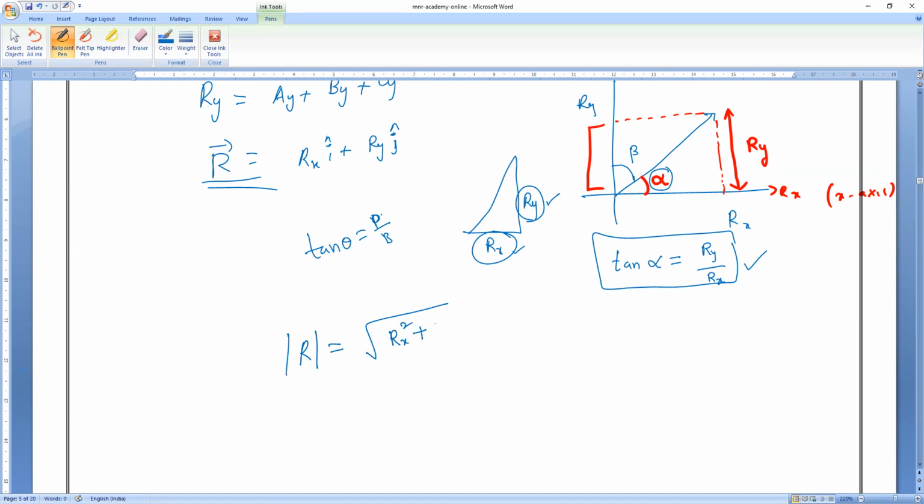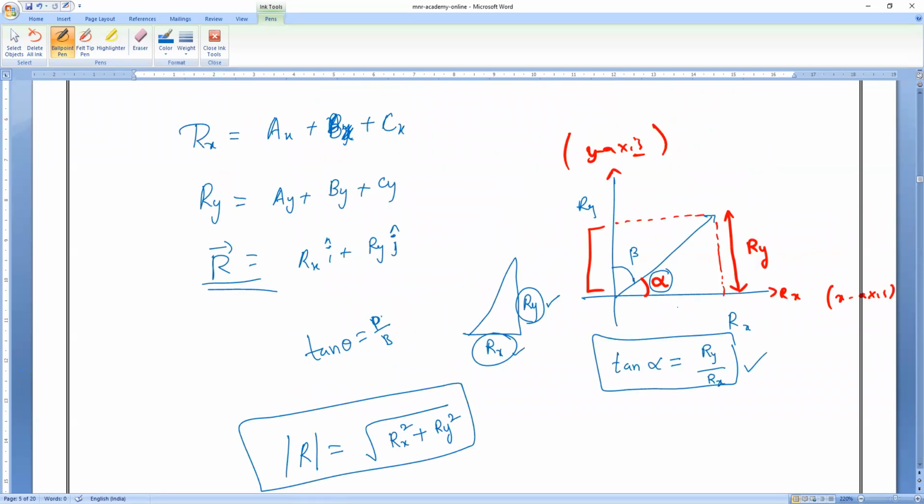Rx square plus Ry square. So this is for finding the resultant magnitude. This is all about how to add the three vectors, and how to find alpha as well as the resultant magnitude. So please kindly solve all of these.